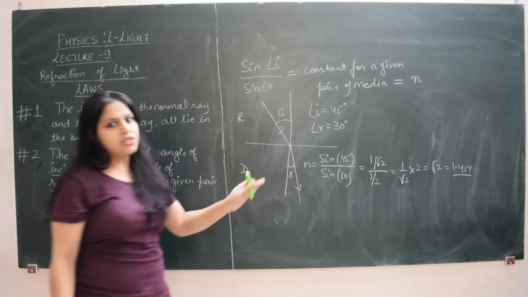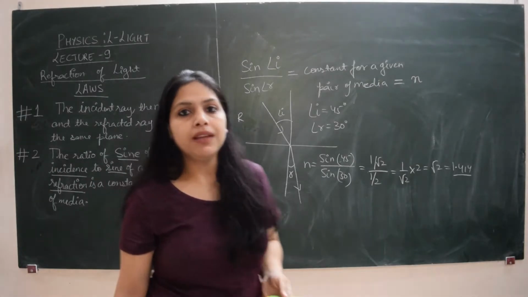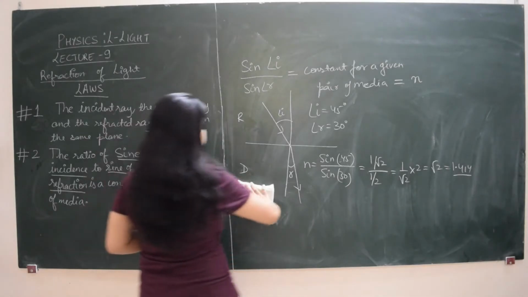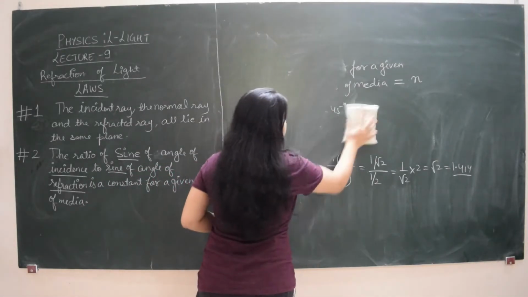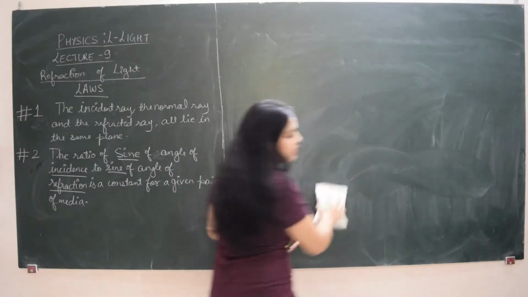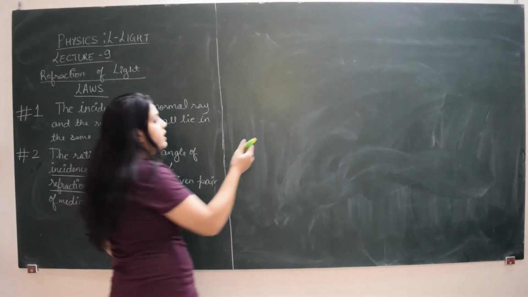So using this relation, using this premise, let us talk about a new term, and that is refractive index. So what is refractive index? Let us discuss that. We have two types of refractive indices, absolute refractive index and relative refractive index. Let's first understand what refractive index is.